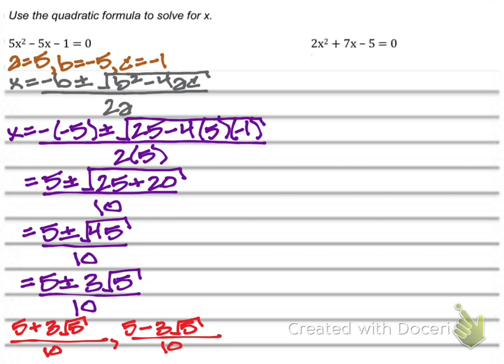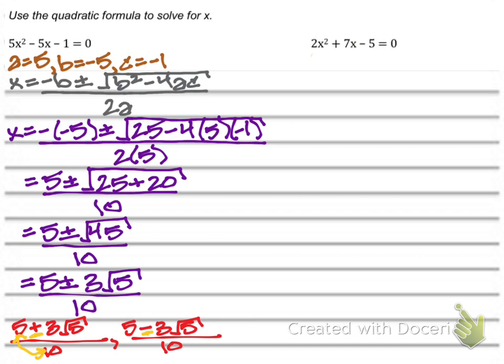I also want to caution you that you cannot simplify the 5 and the 10 here. And we can't simplify that because the 5 is locked in place by that plus or minus, right? So we can't simplify that. But we'll have some in a few minutes that we can simplify.